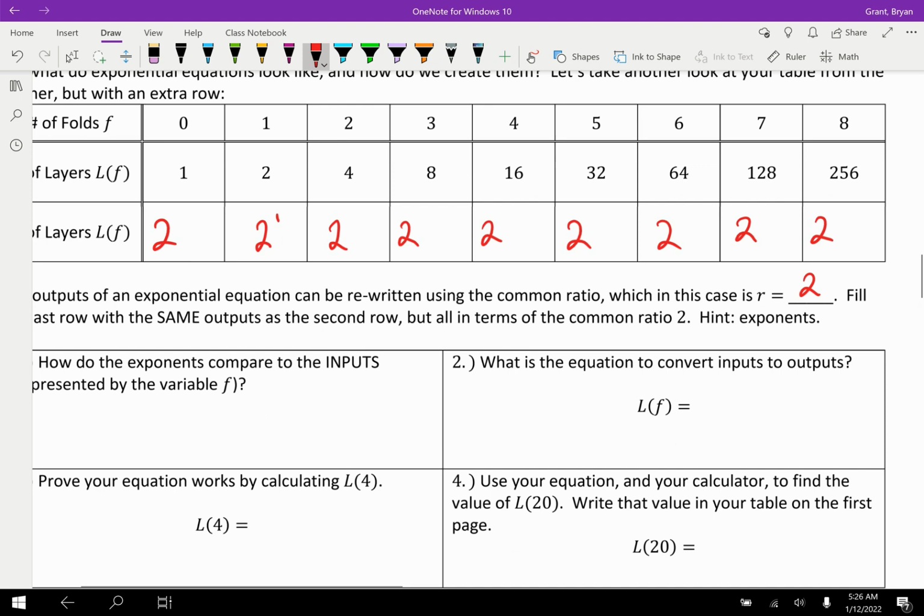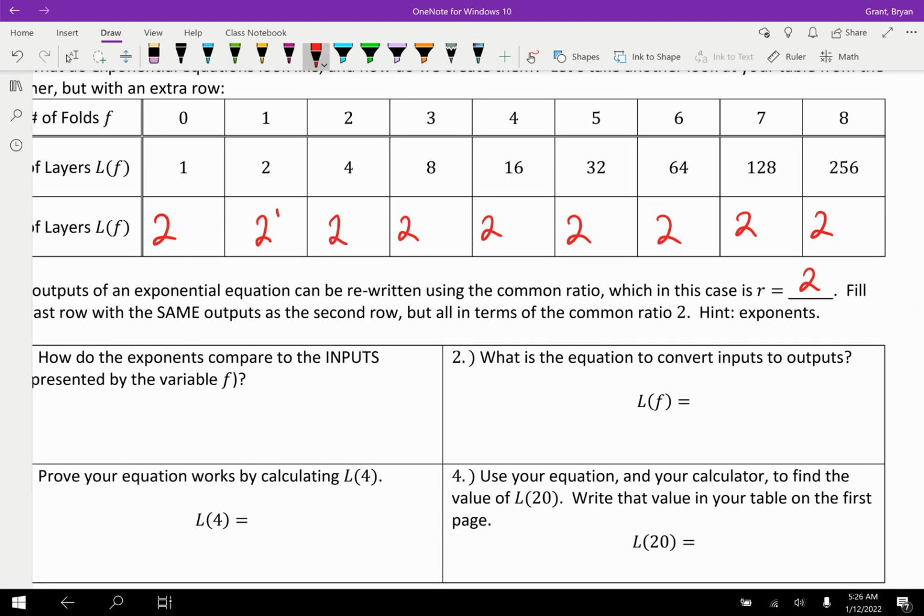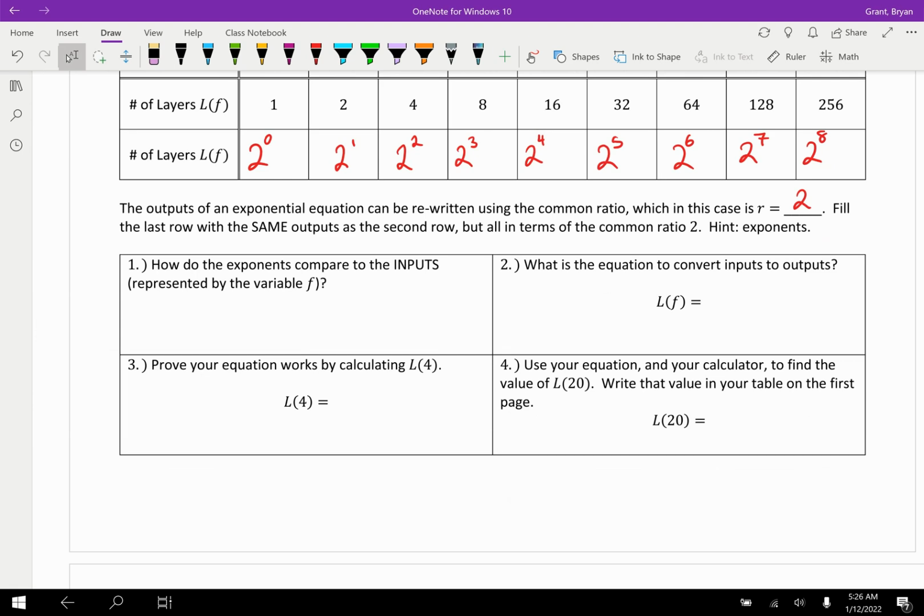Alright, hopefully you found some success. You might have left this first box blank, but 2 to the first is fine. 4 is 2 squared, 8 is 2 cubed, and you might realize that 16 is 2 to the fourth. 2 times 2 is 4, times a third 2 is 8, times a fourth 2 is 16. 5, 6, 7, 8. And then if we work backwards, 8, 7, 6, 5, 4, 3, 2, 1, this has got to be 0. And that makes sense because we've learned in the past that anything to the 0th power is 1.